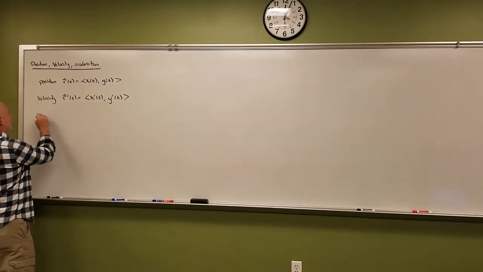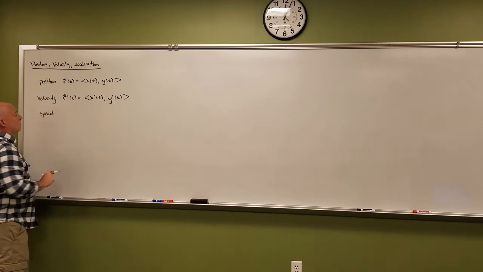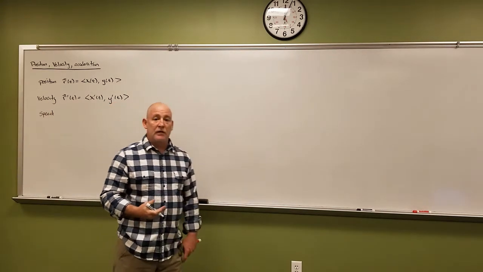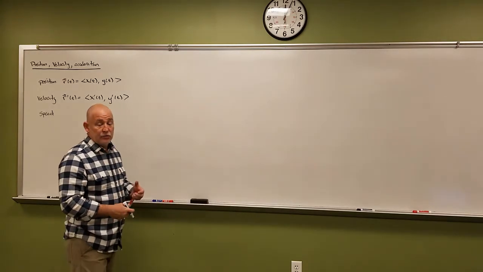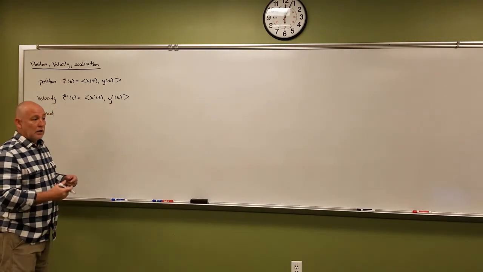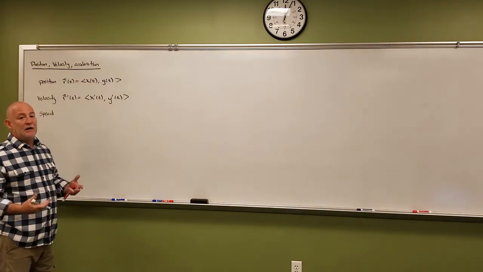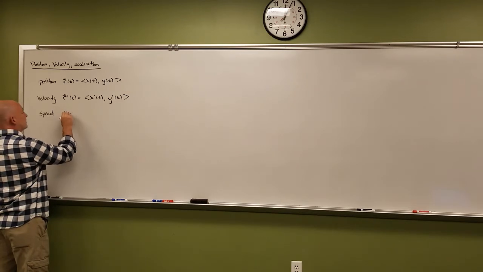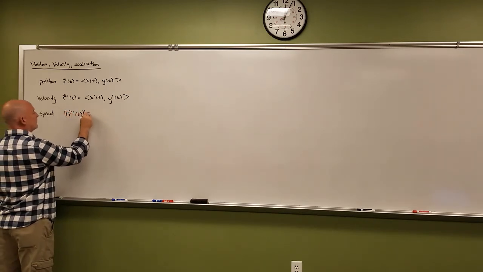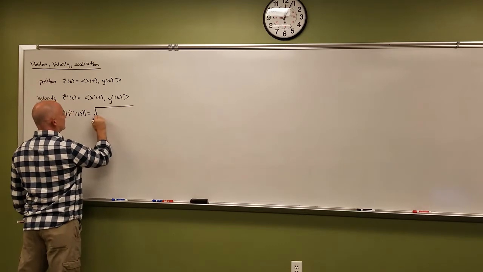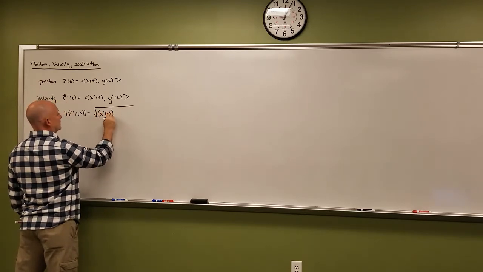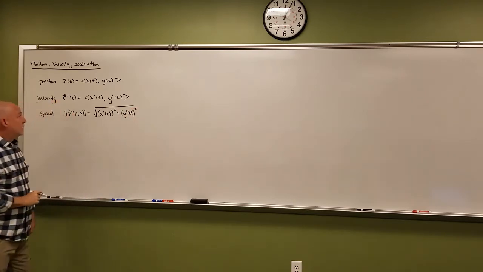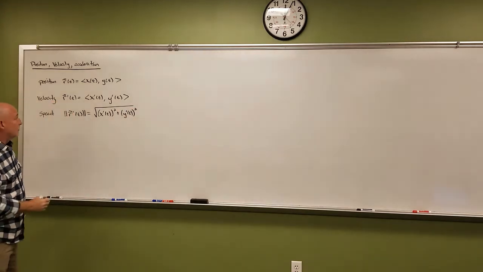Now, I'm going to throw this in here because a lot of people get this confused. What is speed then? Well, velocity is a vector, which means it has a magnitude and a direction that you're going. Speed is just how fast you're going, just the magnitude of it. So the speed is just the magnitude of r prime of t, which of course is the square root of x prime of t squared plus y prime of t squared. So that will give you your speed, just the magnitude of the velocity.